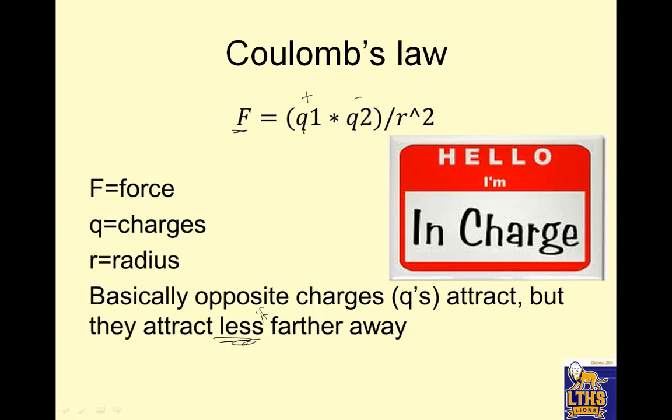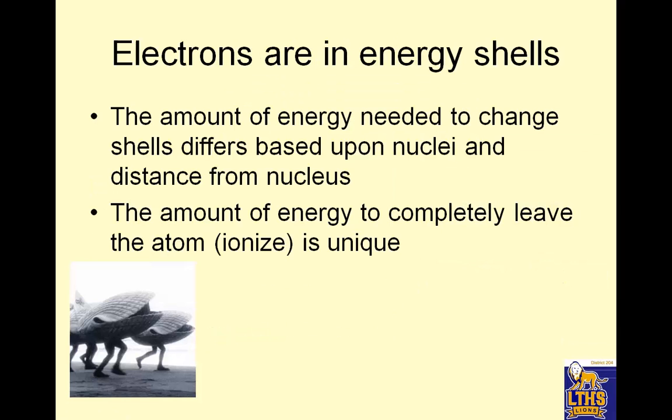Now, this is rarely a calculation. It's just an idea. Far away means poor attraction, and bigger opposite charges mean greater attraction. Electrons are in energy shells. These are the words they're using in AP chemistry now. The amount of energy needed to change shells differs based upon the nuclei because they have different charges, and the distance from the nucleus, because that reduces attraction if it's big. The amount of energy to completely leave the atom, or ionize it, is unique for each atom.